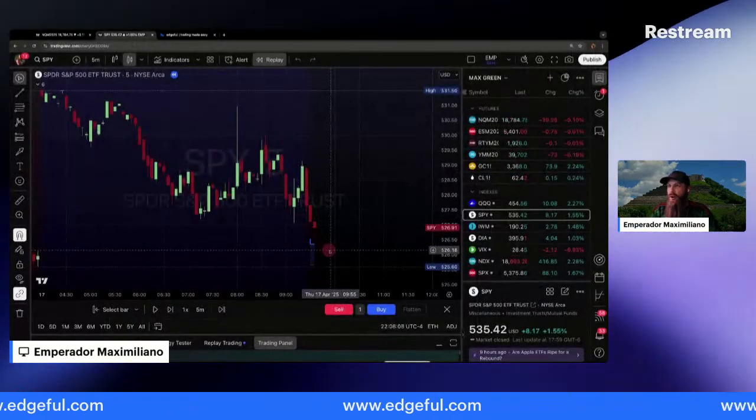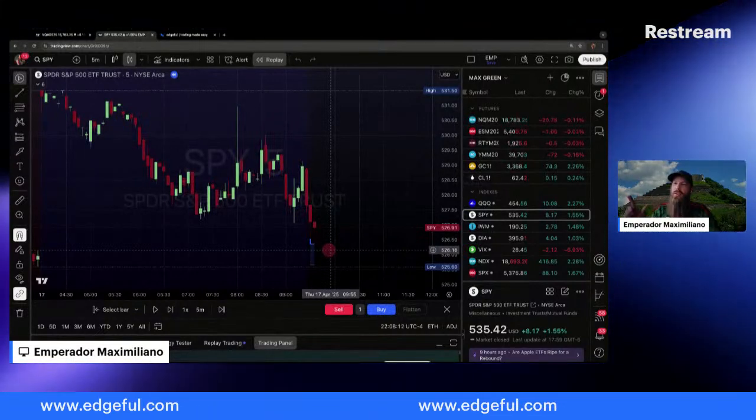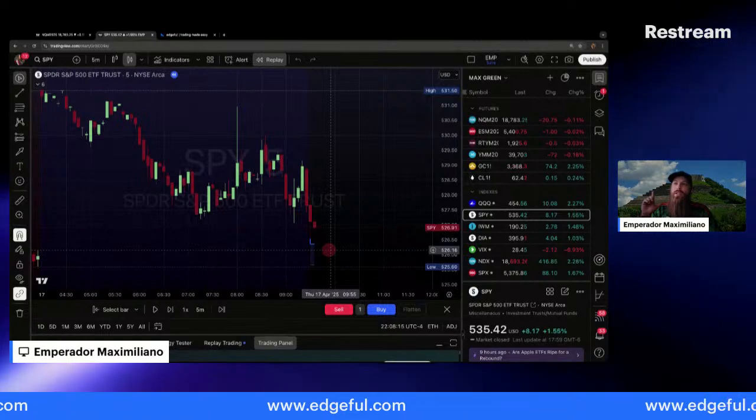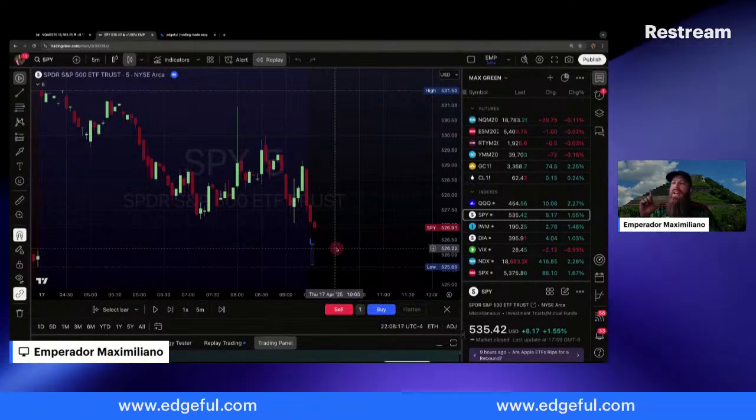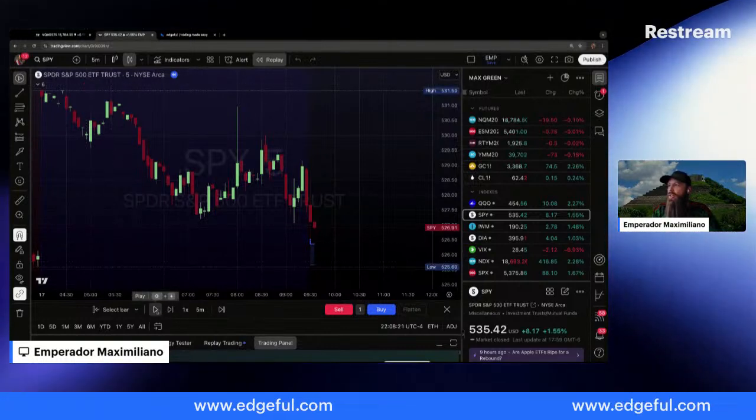So I know I have 2 points of confluence. I have one that's telling me 68%, and I have another one that's telling me, hey, it's 93% that we're going to fill this gap. So here's the play out.